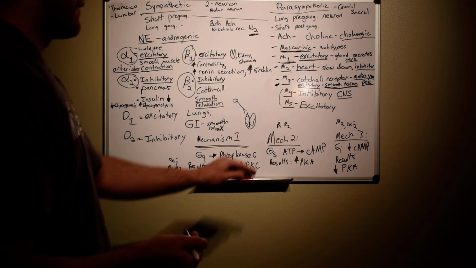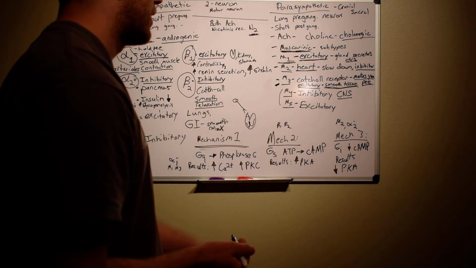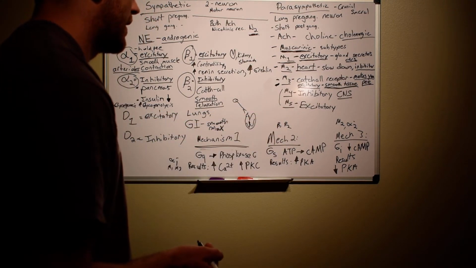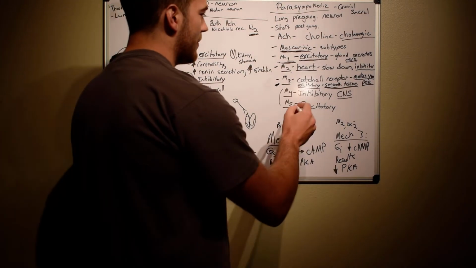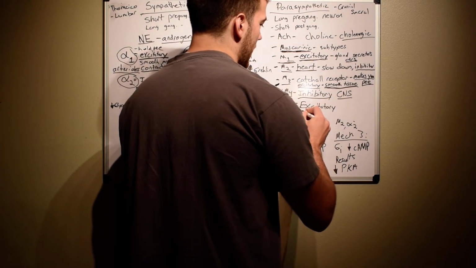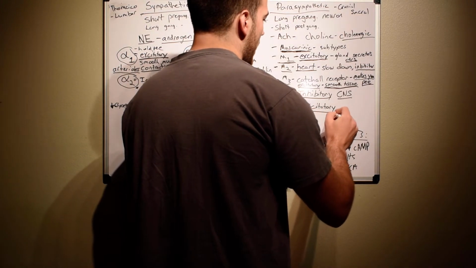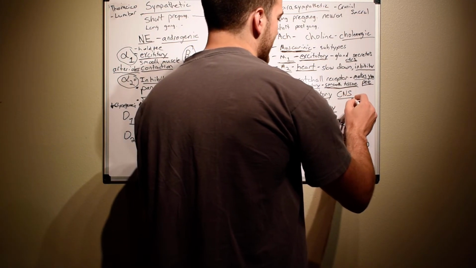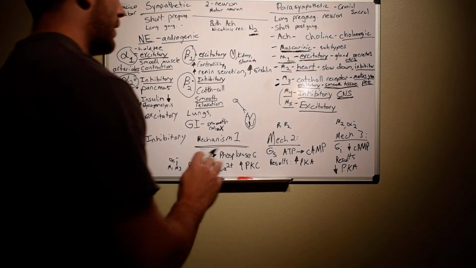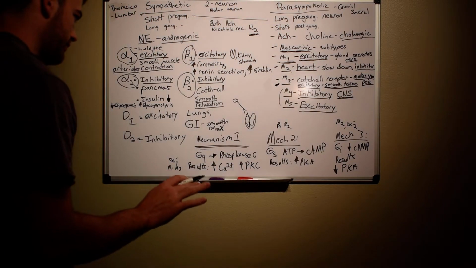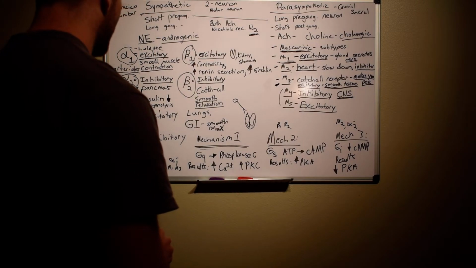So M4 and M5 he didn't really touch on as much. I'm going to come back to them in a little bit, but the one thing to remember about them is M4 is inhibitory, and M5 is excitatory, and M4 is primarily going to be in the CNS, so the brain. Okay, that's what I want to hit on most right now. We'll talk about it later. Okay.